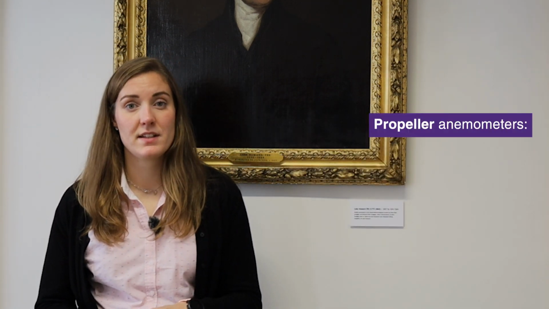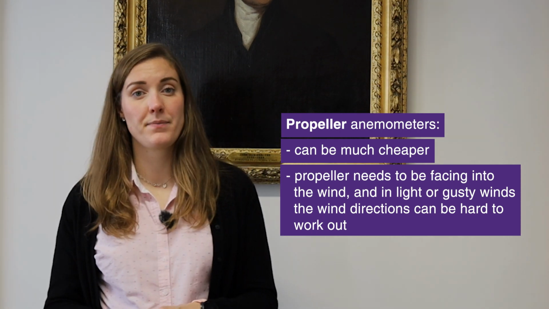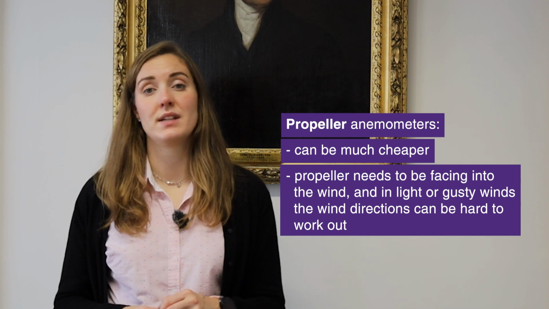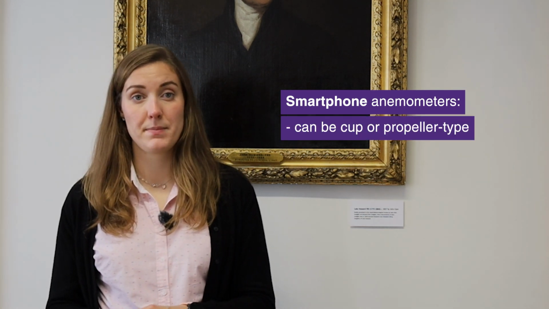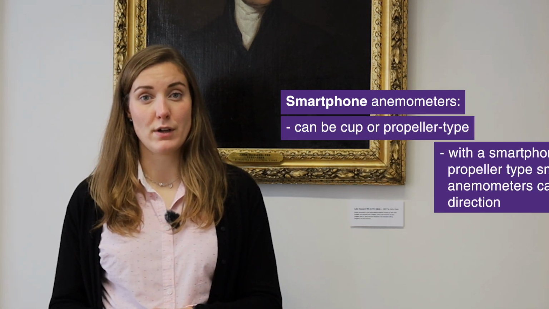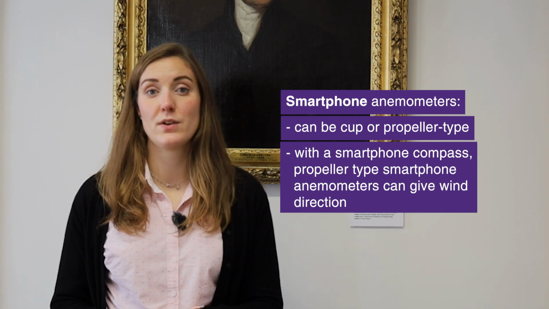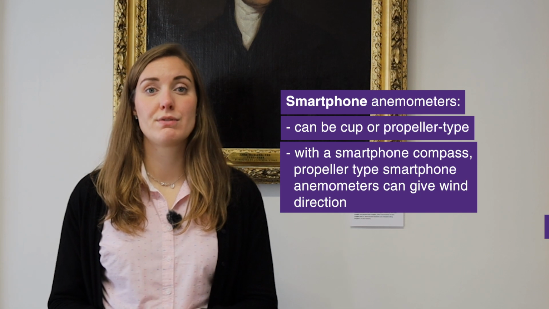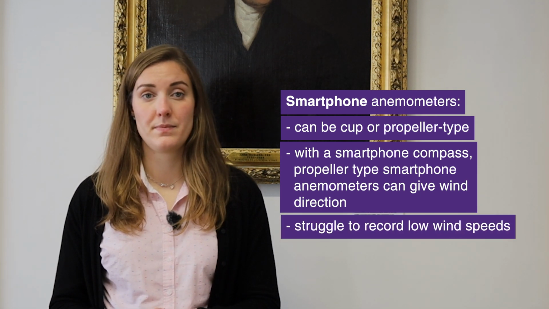Propeller anemometers can be much cheaper, however a bit more fiddly to use. The propeller has to be pointed into the wind to get a decent reading, and the wind direction can be difficult to work out when the wind is light or gusty. Smartphone anemometers can also be used, and come in either cup type or propeller type. Using the smartphone compass, propeller type anemometers can also give wind direction. However, some smartphone anemometers struggle to record low wind speeds.